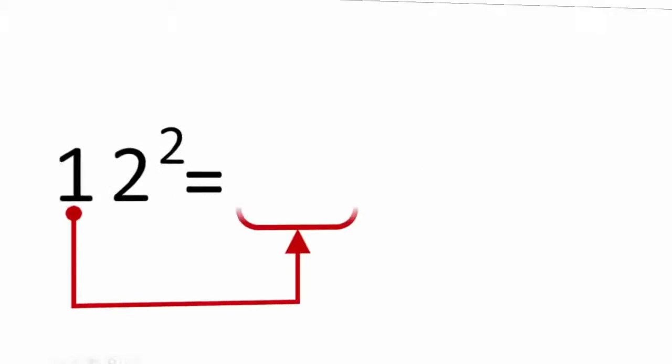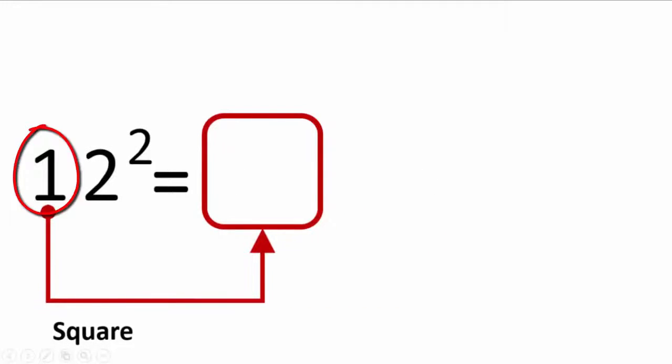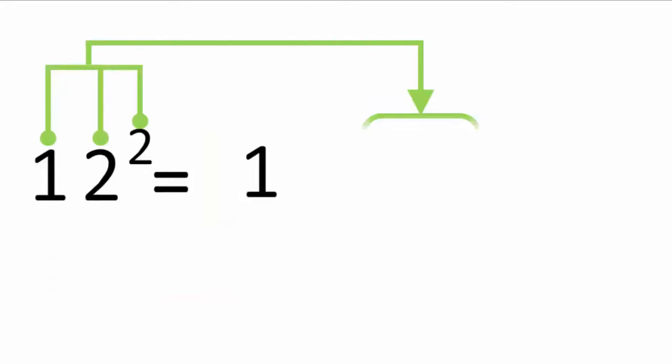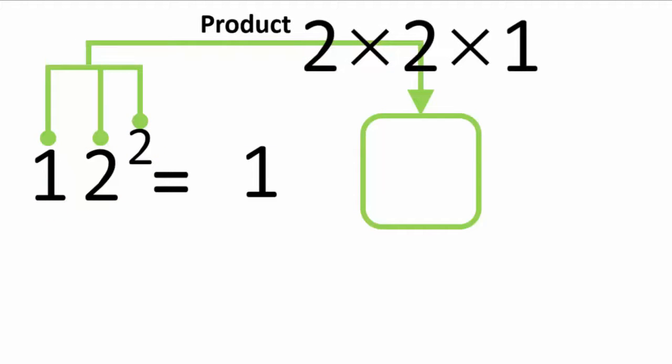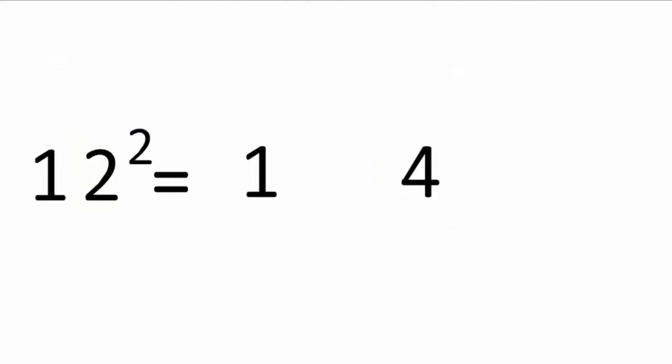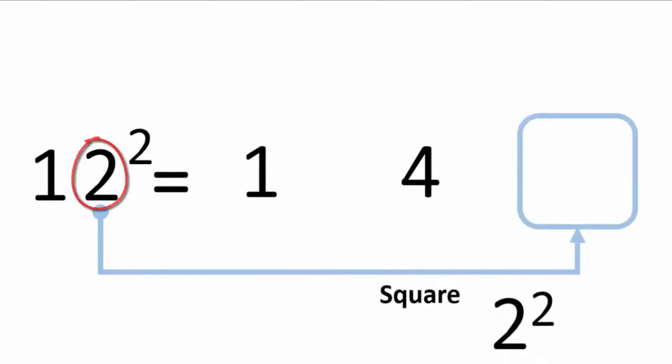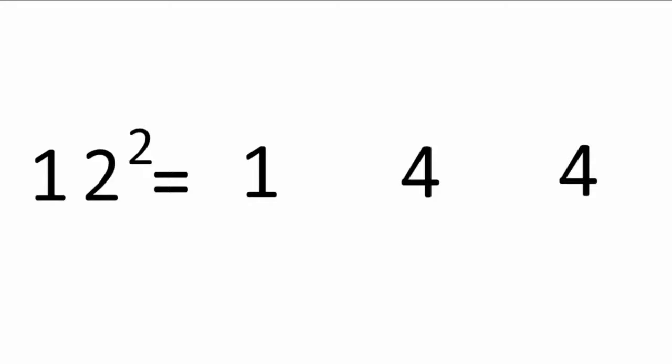Now let's watch the spoken words version. First, you square this number here, and you get 1. And next, you calculate the product of these three numbers. So in this case, you have to do 2 times 2 times 1, and you get 4. And finally, you square this number here, and you get 4. What do you know? You have 144.